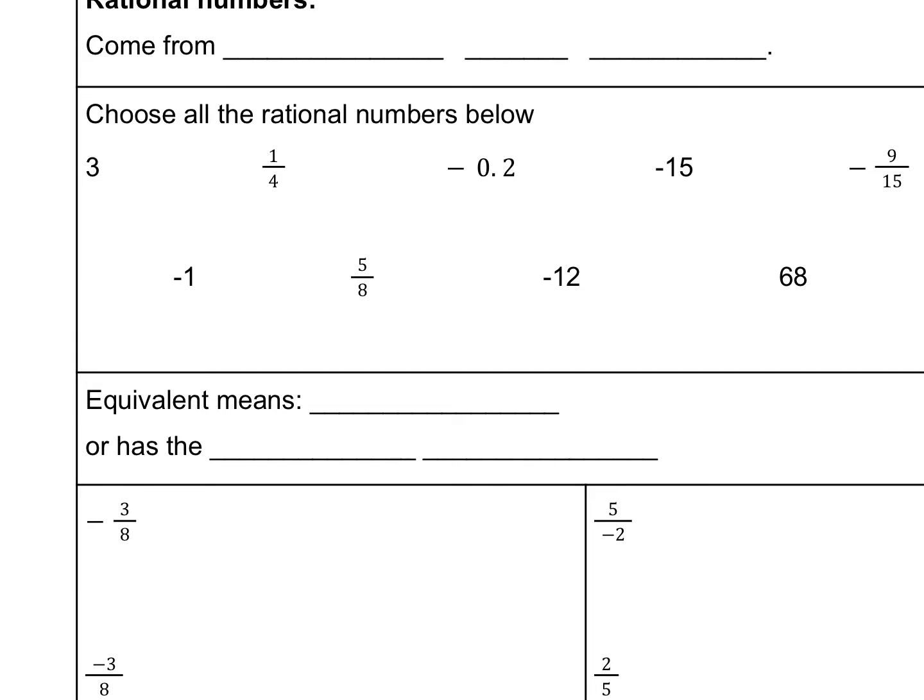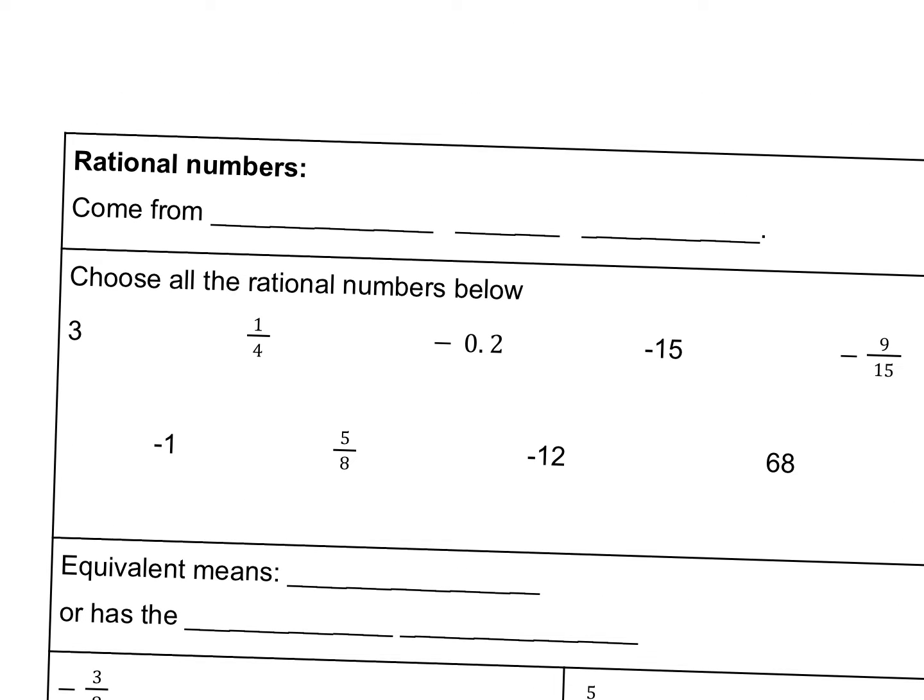In this video, we're going to be reviewing what rational numbers are, where they come from, and just a couple of their properties. So, a rational number comes from dividing two integers. Remember that an integer is a positive or a negative whole number. So when I divide two of those, it makes a rational number.